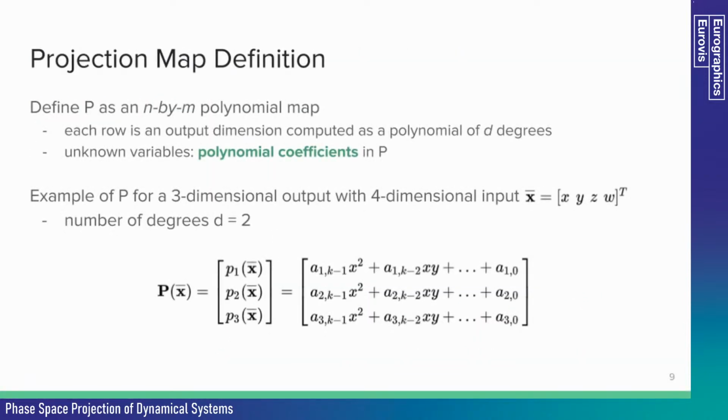In order to resolve all of the aforementioned constraints, we parameterize our differential map P as an n by m polynomial map. Thereby, each row of the map represents one output dimension and is computed by an independent polynomial of up to d degrees, where d is user-specified. Given this definition, the problem boils down to determining the unknown polynomial coefficients that comprise the map. An example of such a map is given here, where we wish to compute a three-dimensional output and expect four-dimensional curves as input, with the polynomial degree set to 2.